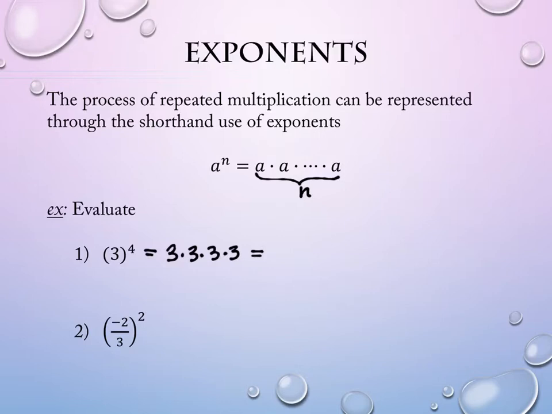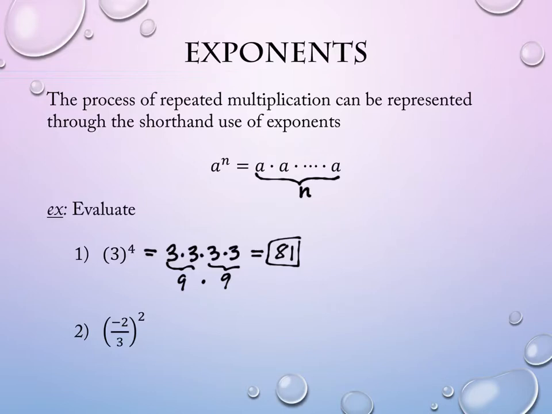So you're going to write them all out, and you're going to multiply. You're welcome to use your calculator at that point to multiply. This one's not too bad because if you pair them up, 3 times 3 is 9, and then 9 times 9 is 81. So my answer is 81. The work you'd show is the 3 times 3 times 3 times 3.